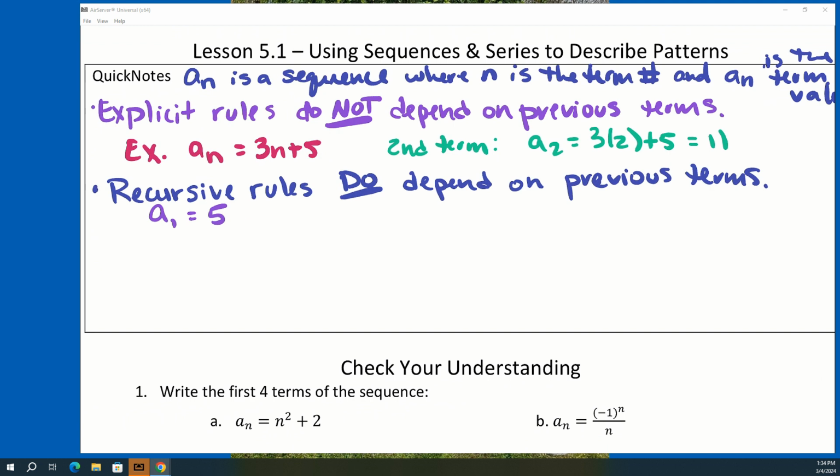And then they tell you how to get another term. So a sub n would be whatever you do to get the nth term. And then we have a sub n minus 1. Do you remember what that means? A sub n minus 1. It means previous term. Good job. So you take the previous term and do something to it. So we're going to add 3 to the previous term.